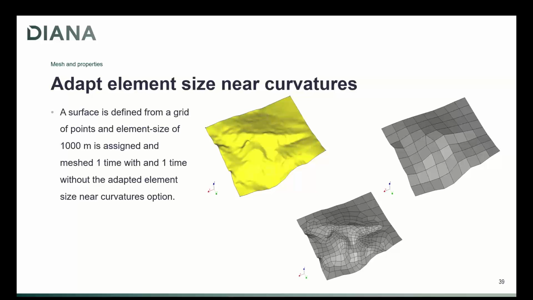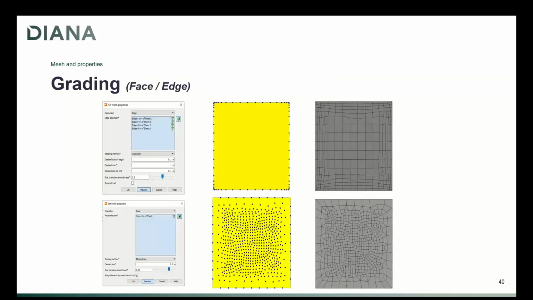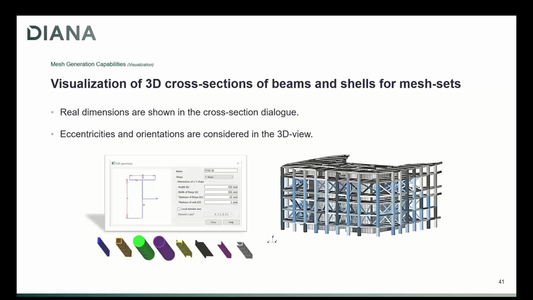If you have a terrain geometry, for instance, you can see the difference with or without this adaptive element size option on or off. You can observe that with the option you have a smooth transition that you don't get if you basically turn it off. Although, I mean, the mesh seeding is basically the same. So the impact of this option is quite apparent here. You can also use grading to optimize your mesh. You have full control on the distribution of the nodes and the elements. After meshing, you can visualize the type of section that you have assigned to the model based on the different profiles that we have in our library.